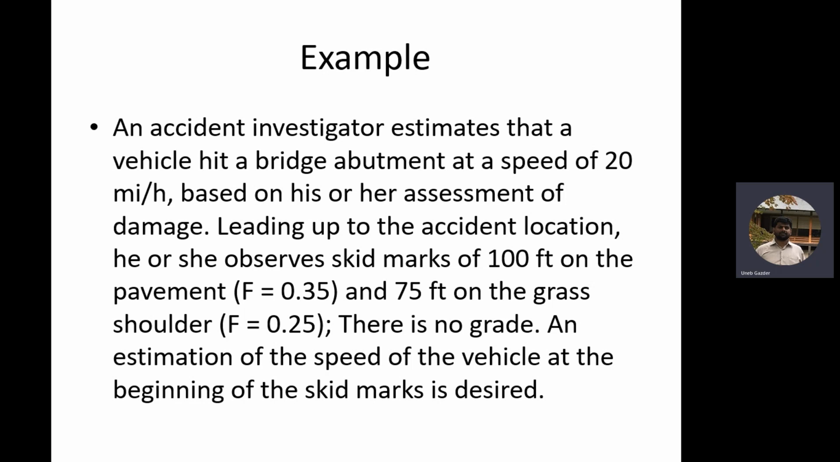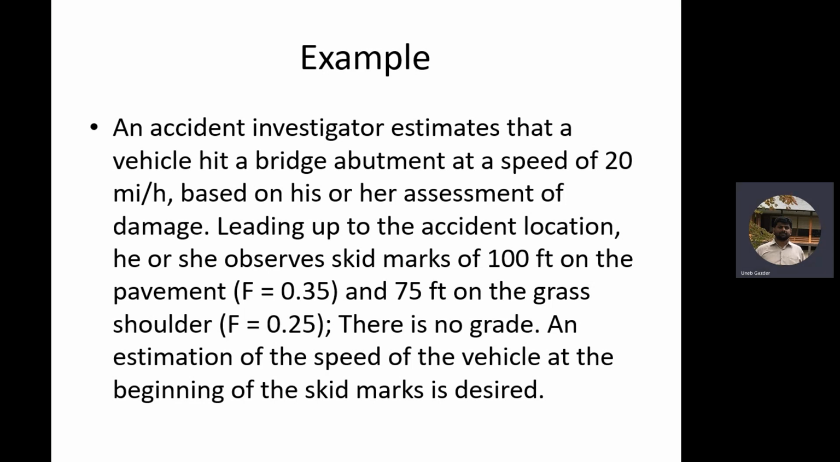For the shoulder, the F value was 0.25. They saw 100 feet skid marks on the pavement, and then 75 feet skid marks on the shoulder, and there is no gradient. What we need to calculate is the speed of the vehicle at the beginning of the skid marks. What was the speed of the driver when he pushed the brakes?